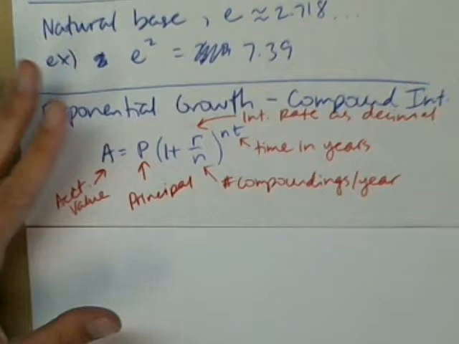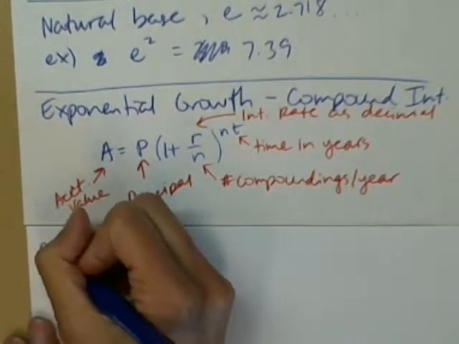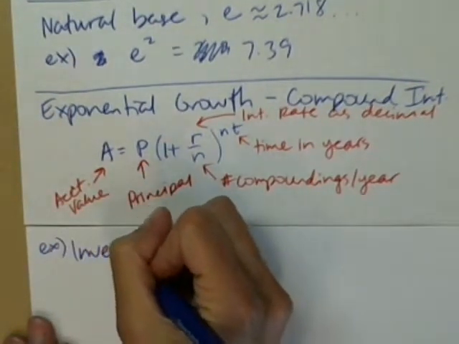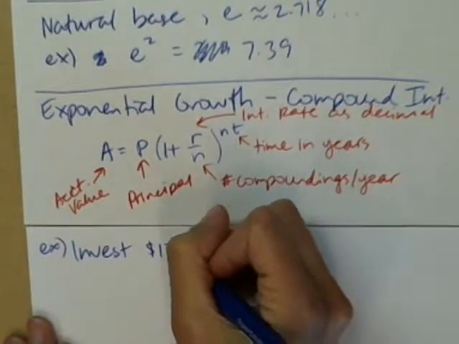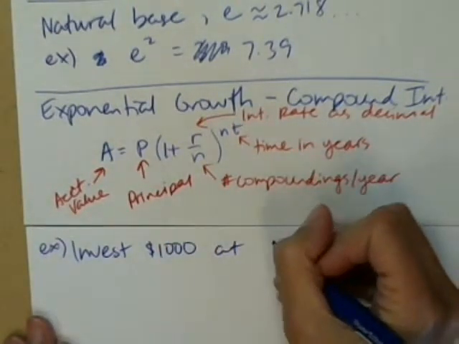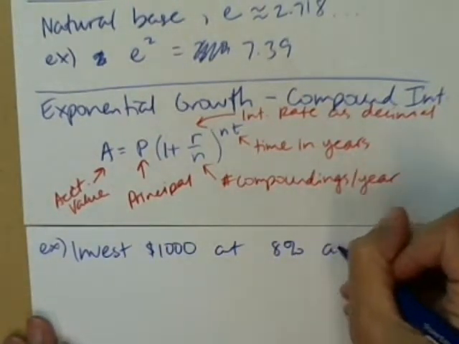Let's say that you invest $1,000. So example, you invest $1,000 at 8% annual interest.